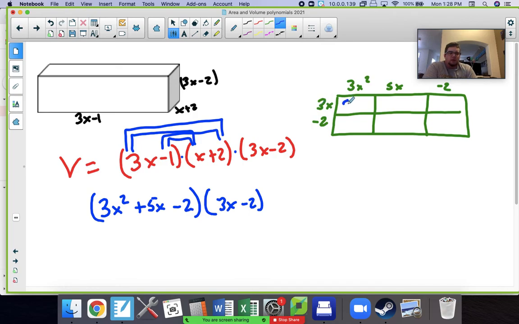3x and 3x squared gives us 9x cubed. 3x times negative 2 is negative 6x squared. 15x squared, negative 10x, negative 6x, and positive 4 when everything gets multiplied. Combine our like terms. So the volume of this rectangular prism is 9x cubed plus 9x squared minus 16x plus 4.